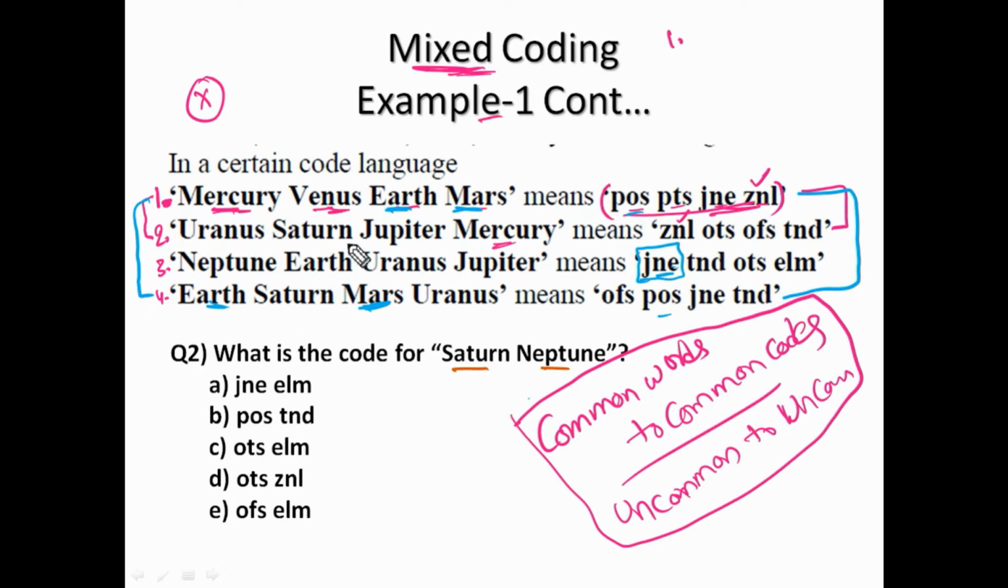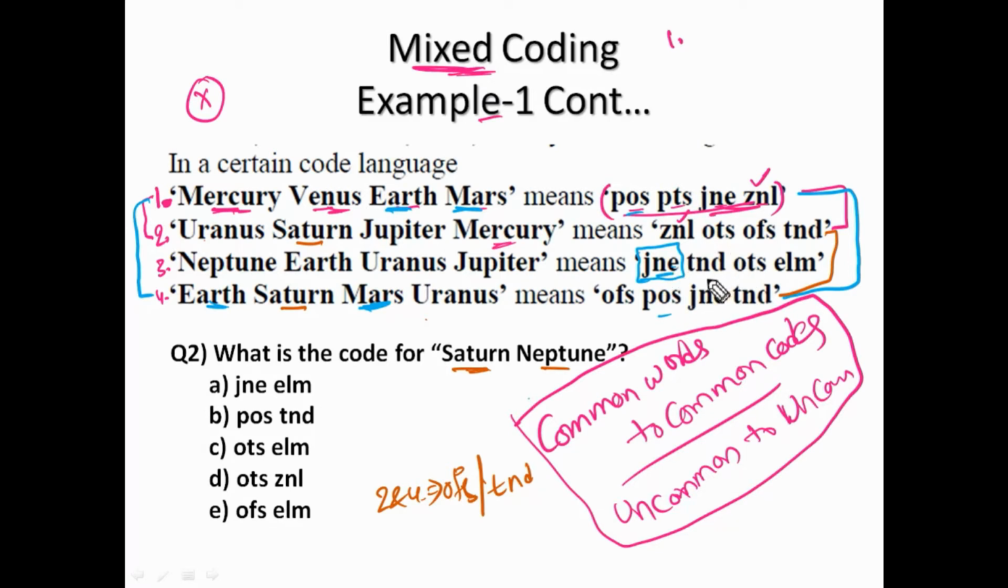Okay. So here from statements 2 and 4, what is the code for Saturn? In 2 and 4, only Saturn is common, or are any other words common? Yeah, Uranus is also common. Corresponding to these 2 words, there will be 2 common codes. So try to process 2 and 4. What are the common codes? The common codes of 2 and 4 are OFS and TND. So from only statements 2 and 4, we can say the code for Saturn is either OFS or TND.